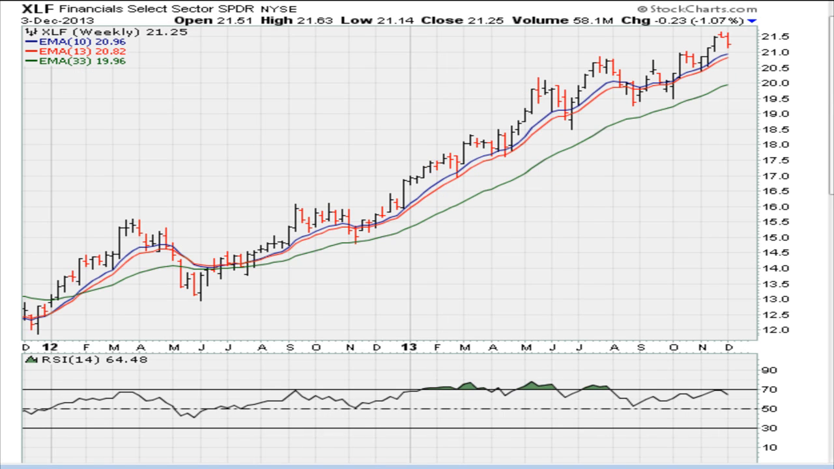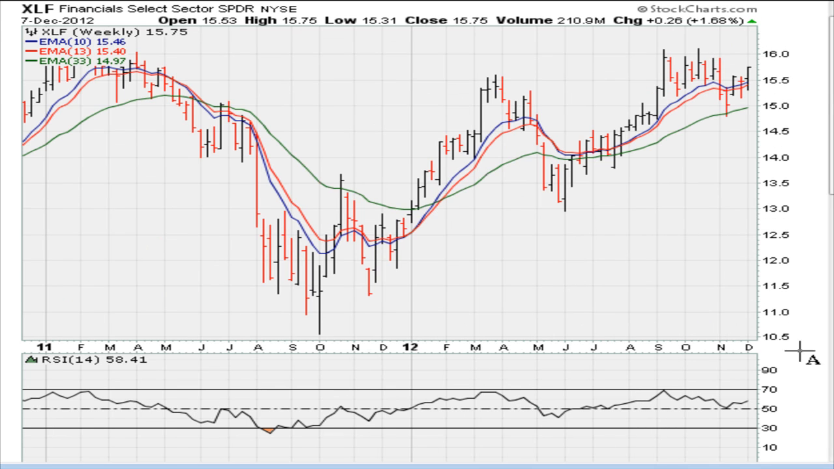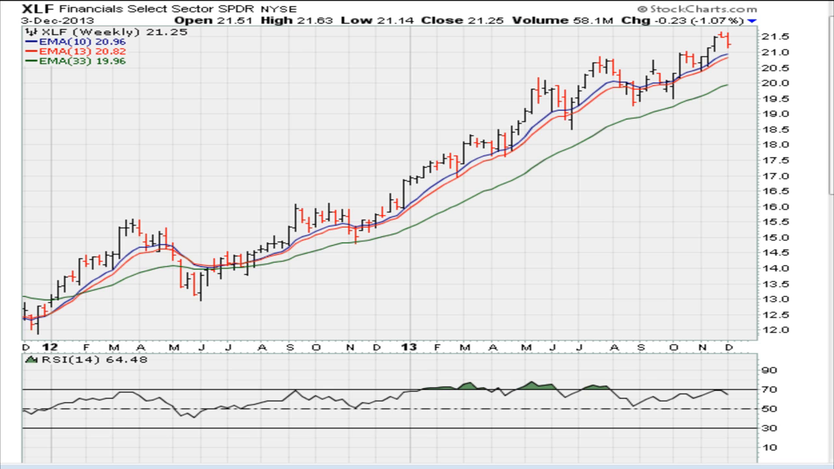So let's fast forward, and you see that was correct, because this was in December of 2012, and now we go to December of 2013. We can see that this was leading. The 10-week moving average made a fresh high there. The 13-week moving average made a fresh high there. Eventually, prices caught up, jumping to fresh 52-week highs, and since then, this market has been on fire.